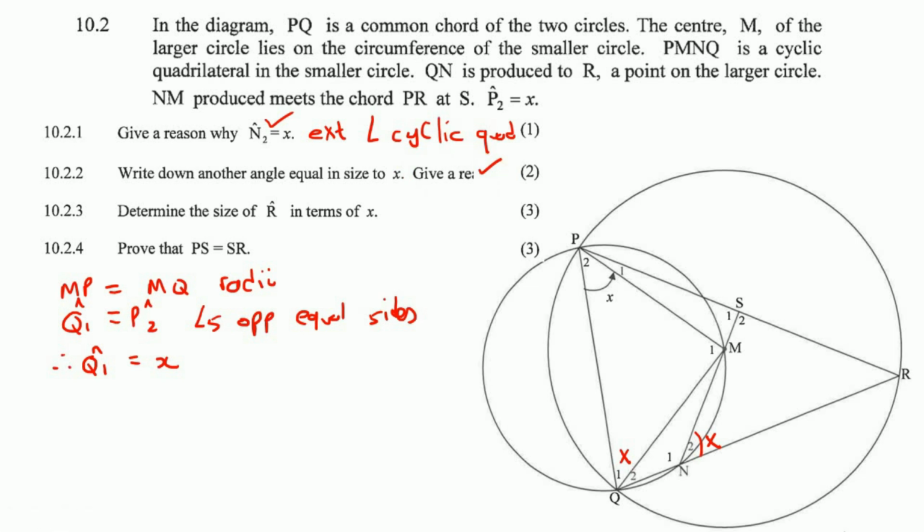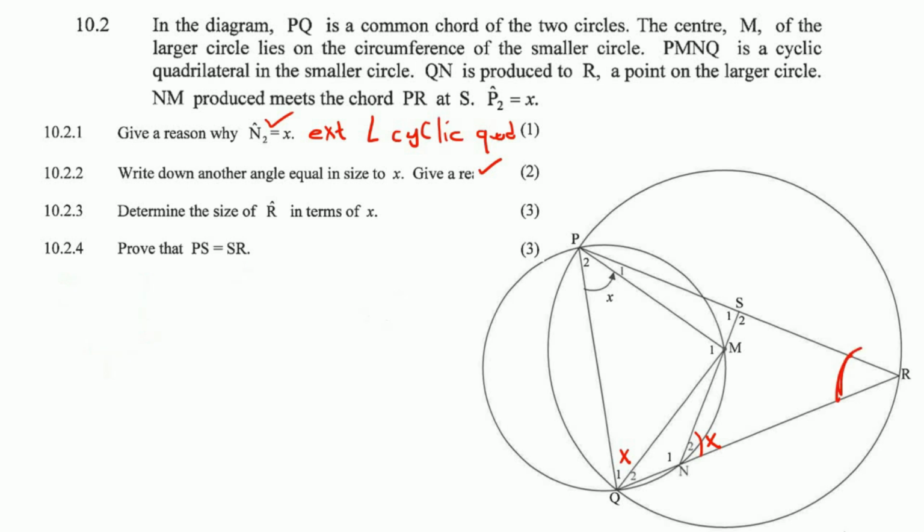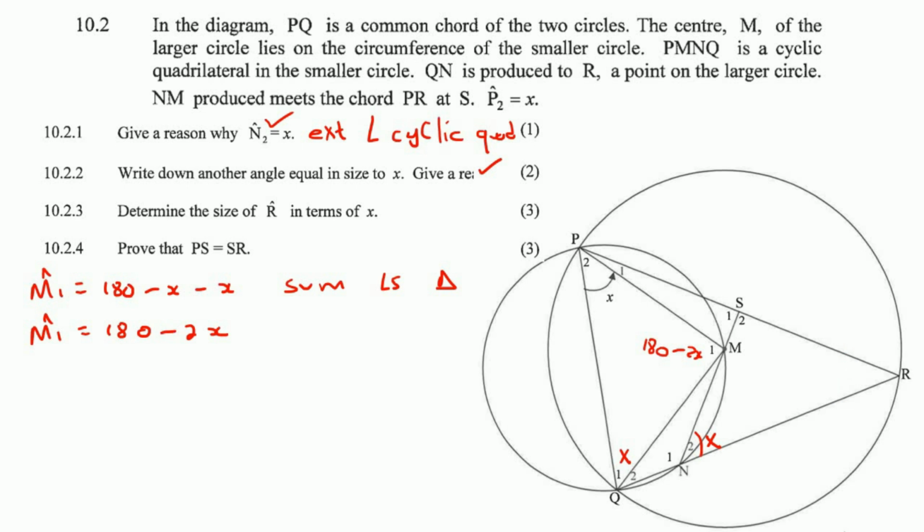Question 10.2.3: determine the size of angle R, for 3 marks. Inside this triangle over here, we can work out the value of angle M1. Angle M1 would be 180 minus 2x, because of the sum of angles in a triangle. So M1 would be 180 minus 2x.